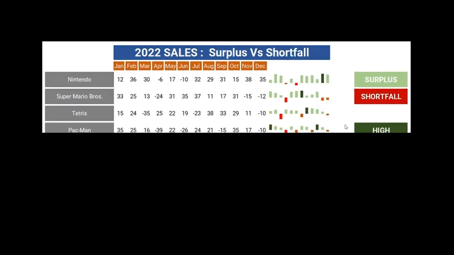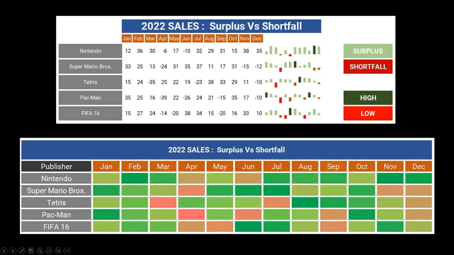Now let's look at the second chart. In the second visualization, even though there are no values here, just the title and the colors can tell you which months a particular publisher did well and in which months it did not do well. For example, let's take Tetris. In which months did Tetris not do well? Let's look at the reds. So March, July, and December. Just by looking at this, I know in which months it did not do well.